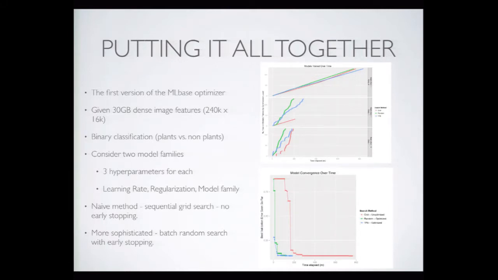wanted to take a data set of, say, 30 gigs of image features, run it on a 16-node cluster for a while, and do an ablation study of what turning these various optimization methods on and off does. So basically, if you do the naive thing, grid search with none of these optimizations, you take something like 800 to 1,000 minutes to fit 128 models. Now, when you turn on both batching and this early stopping and use, say, TPE or the random search, you finish much faster. So something close to 100 minutes.